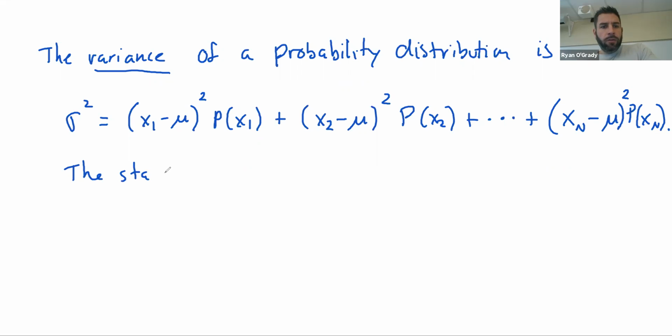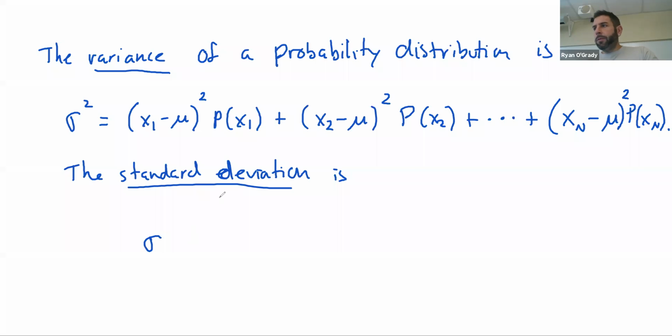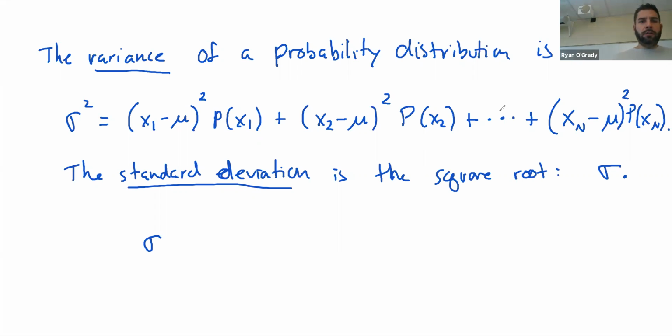And then, of course, the standard deviation is sigma. So you take the square root. So maybe we'll write it here. Yikes. So again, this is not always easy to work with.